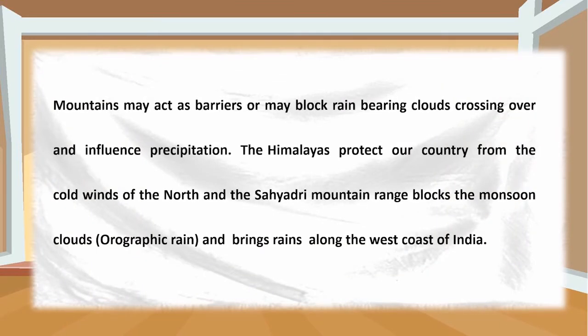Do you know the Himalayas function as barriers and protect us from the cold winds of the north? One more mountain that affects the climate of a place is the Sahyadri mountain range. This mountain range blocks monsoon clouds and brings about rain along the western coast of India.